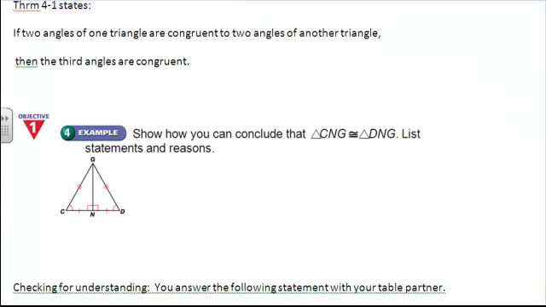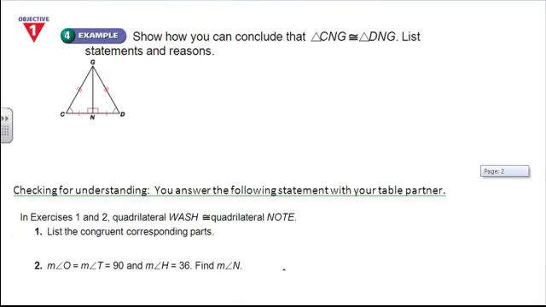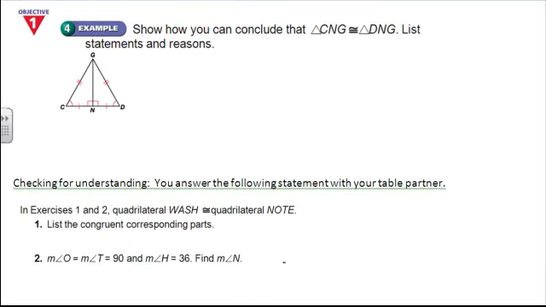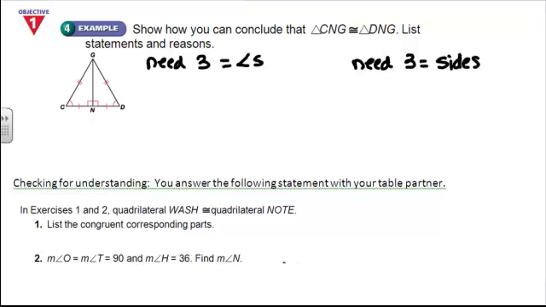Theorem 4.1 says if 2 angles of one triangle are congruent to 2 angles of another triangle, then the third angles are congruent. The directions say, show how you can conclude that these triangles are congruent, list the statements and the reasons. I need all 6 parts equal. I need 3 equal angles, and I need 3 equal sides. All right, let's see what we're given. For my angles, I know angle C is equal to angle D. This is given.